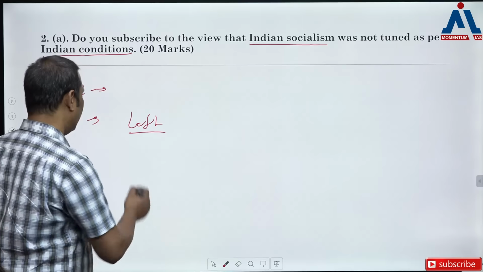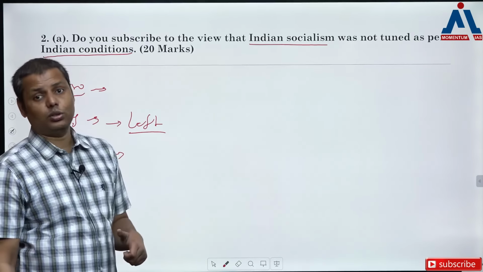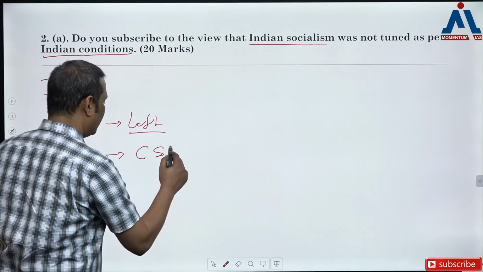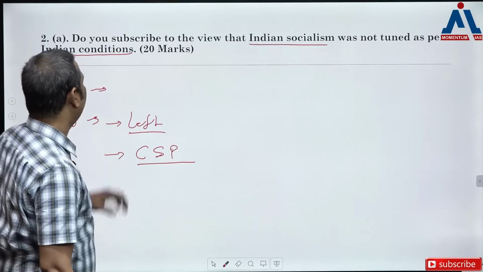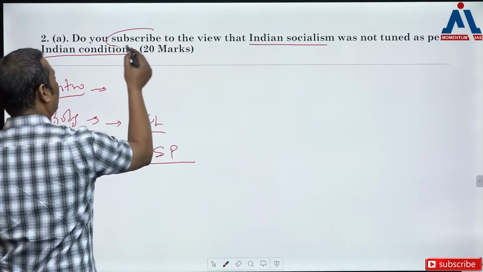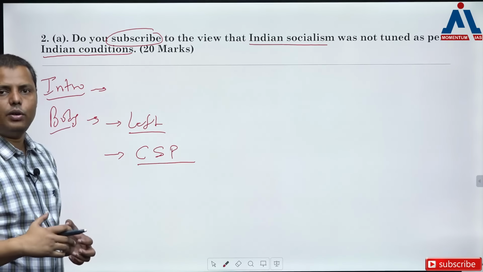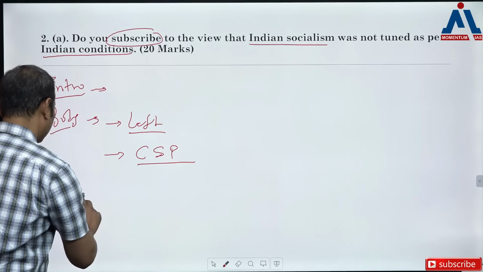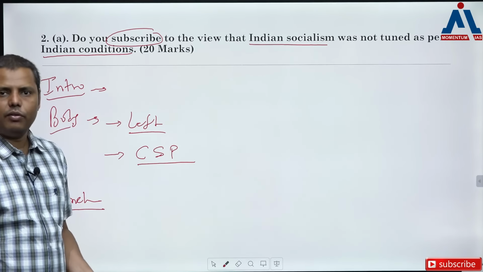But this does not mean, and this is the second idea, that every socialist party had been reacting in this way. So we'll be writing about the Congress Socialist Party, and it was tuned as per the Indian requirements, right? So that's why you'll say that it is not correct to say that Indian socialism was never tuned as per the Indian requirement. So in the conclusion, you'll write that there are certain sections which were tuned as per the Indian requirement, and in fact they were very successful also.